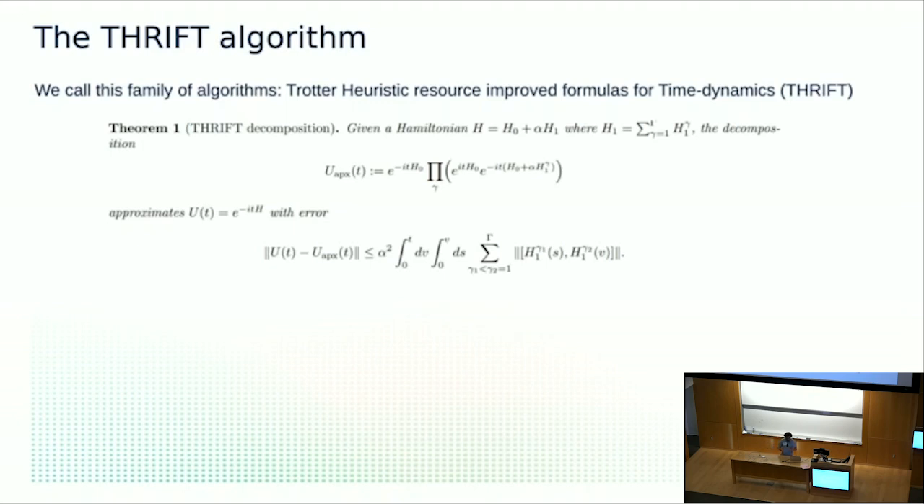The heuristic part comes in because there's a hidden assumption here, which is that you have to be able to do this H0 plus alpha H1 gamma with an error smaller than the target error that you want. So if you cannot do that one, and you have to split it up again, then you will lose all this nice scaling with alpha. But there are cases where you can do that. So I will show some numerical results that back that up.